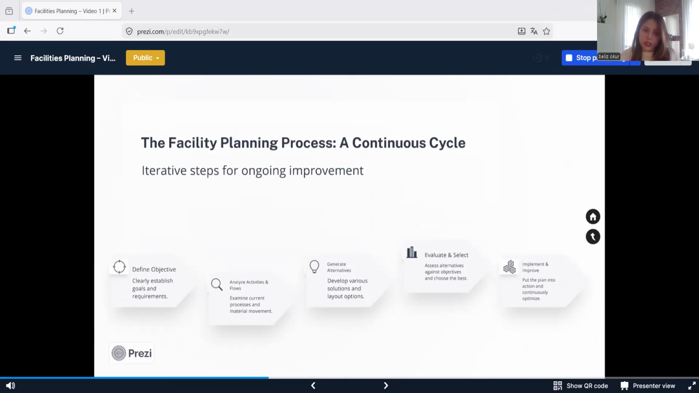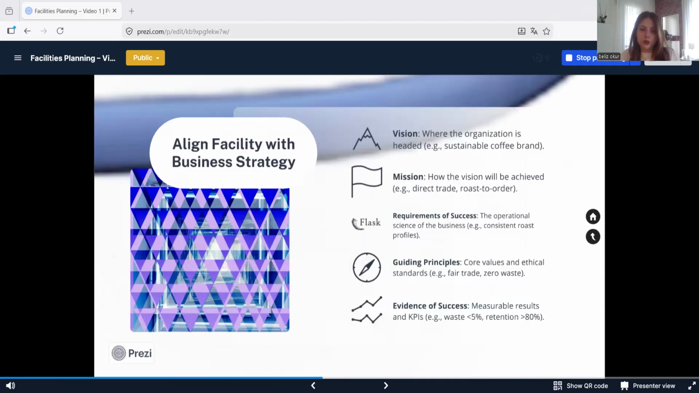It never really stops. One important rule: your facility cannot exist in a vacuum. It must absolutely align with your company's business strategy. Your facility layout and design should directly reflect the company's vision and mission. It needs to meet the specific requirements of success for your industry, adhere to ethical guiding principles, and most importantly, it needs to pursue measurable KPIs, which act as your evidence of success.